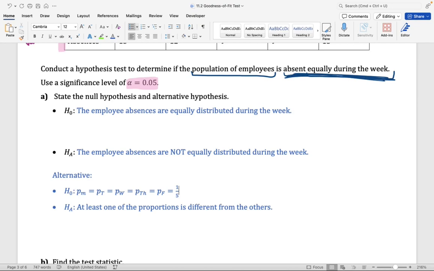The probability of someone being absent on Tuesday is 1 out of 5. So here on the null hypothesis, we can state this value. If you don't state that value, it's okay. We're still going to need that value later on when we calculate the expected value.